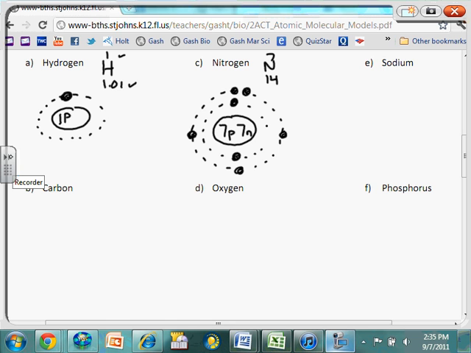Notice the number of valence electrons for nitrogen is 5. There's 5 in that outside shell. Okay, how about sodium?